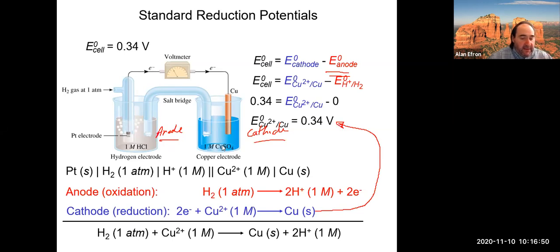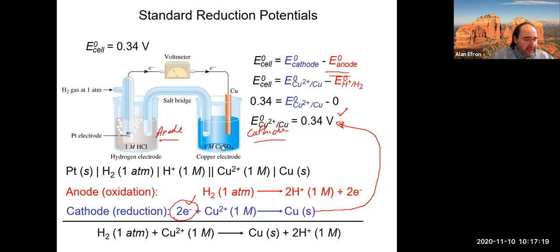So if you looked up copper 2 in that table, you would find this half reaction written as a reduction, and you would find an SRP value for it of 0.34 volts. So again, anything can be used as an anode, anything can be used as a cathode. Doesn't necessarily mean that your galvanic cell will work really well. A positive voltage is really good for our galvanic cell.